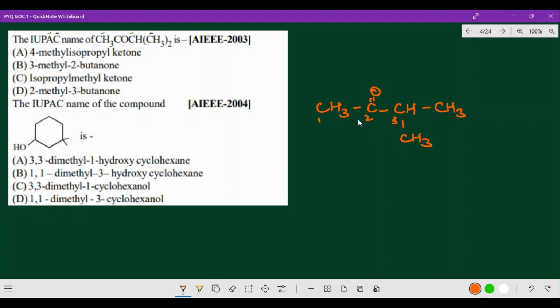So 3 methyl, 1 2 3 4 butane. So 3-methyl-2-butanone. So B is the correct option. Hope you got that idea about naming this compound, right?